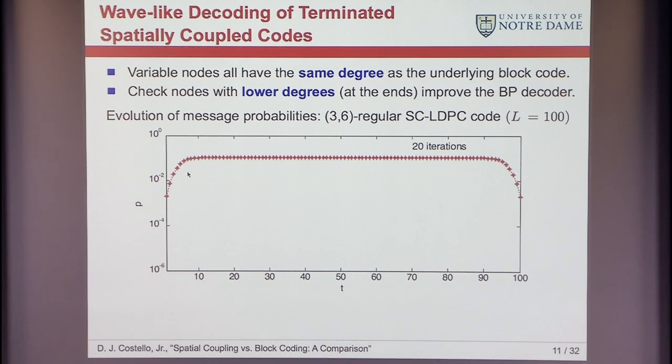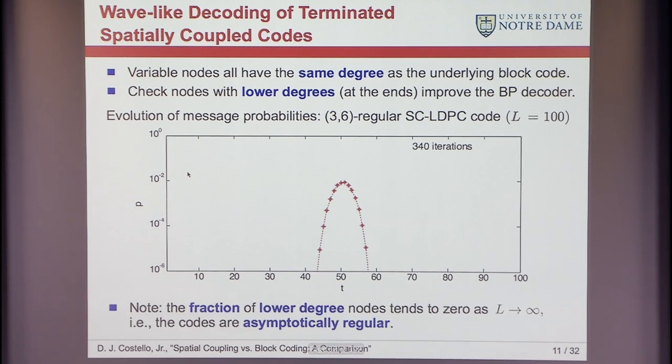And as we do more iterations, 20, 50, 100, we see the improved performance propagating towards the middle from both ends, which is the so-called wave-like decoding associated with spatially coupled codes. So eventually, everything gets good. The thing that is important to realize too is that the fraction of these lower degree nodes at the ends, which gives us this nice feature, really goes to 0 as L goes to infinity.